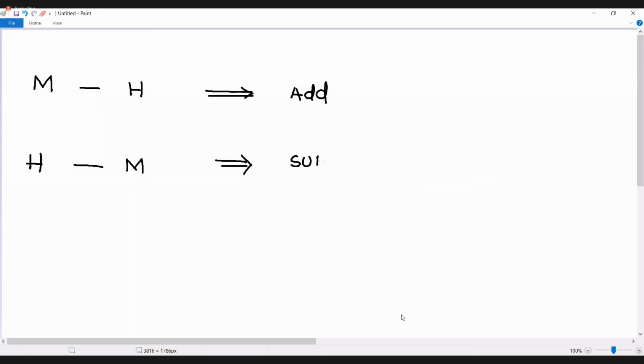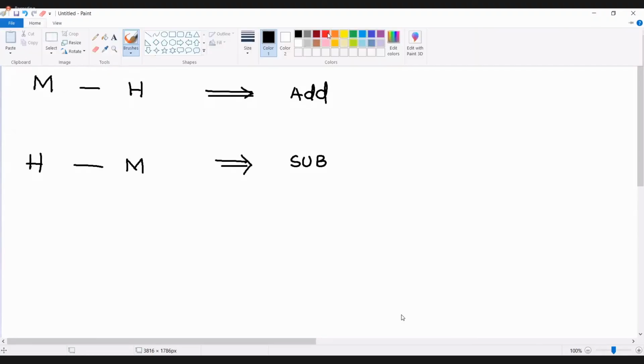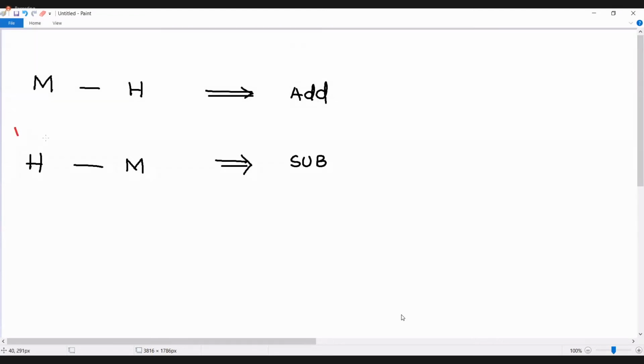To remember this, you can remember it as Mahendra Singh Dhoni. Helicopter shot is always positive. M to H. Mahendra Singh Dhoni, helicopter shot is always positive. You can just remember like this. M to H is always going to be plus. H to M is going to be minus.